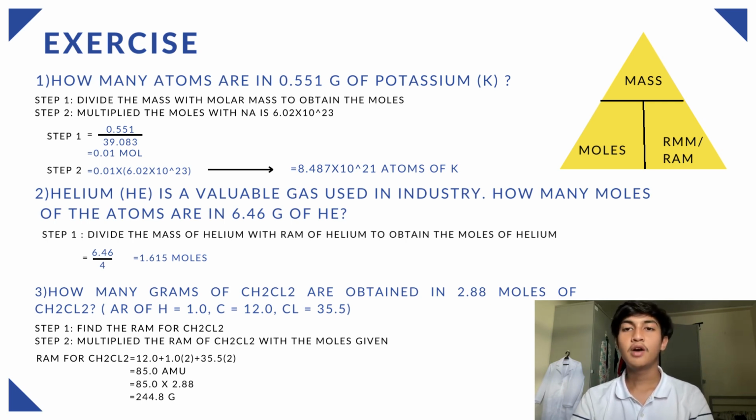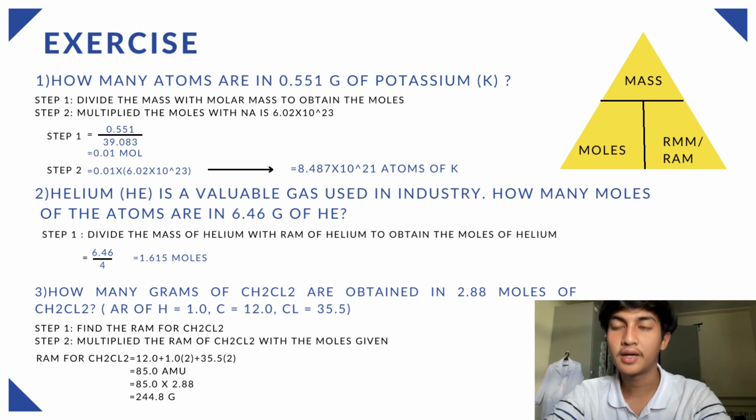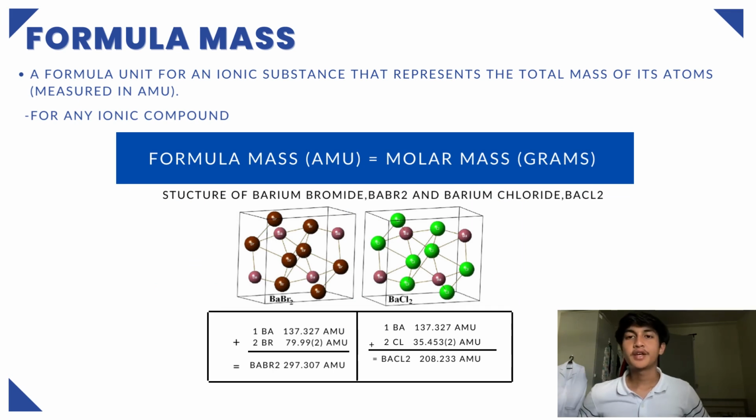Last but not least, how many grams of CH2Cl2 are obtained in 2.88 moles of CH2Cl2? Step 1. Find the RAM for CH2Cl2. Step 2. Multiply the RAM of CH2Cl2 by the moles given. The RAM for CH2Cl2 is 85.0 AMU, and then we multiply by the moles and we will get the answer, which is 244.8 gram.